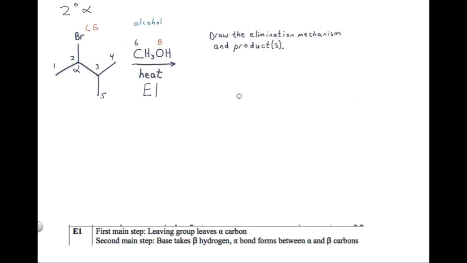Now we draw the electron pushing arrows for the mechanism. We're doing an E1 mechanism. In the first step of an E1 mechanism, the leaving group leaves the alpha carbon. So let's draw the arrow for that. The leaving group receives electrons to leave an atom. Now we can draw the product of this step based on the electron pushing arrow.